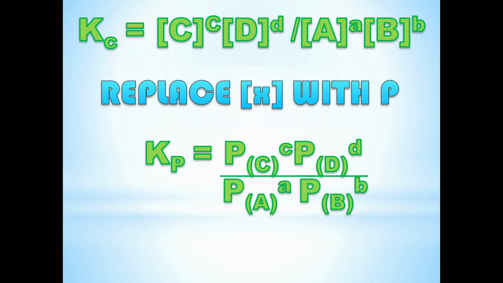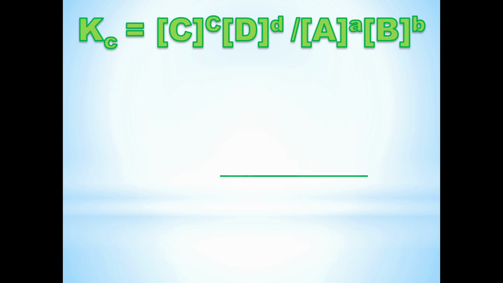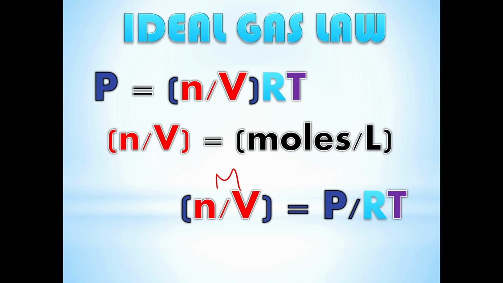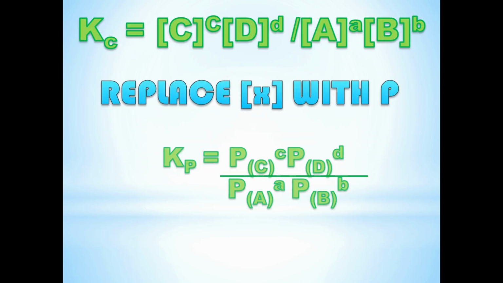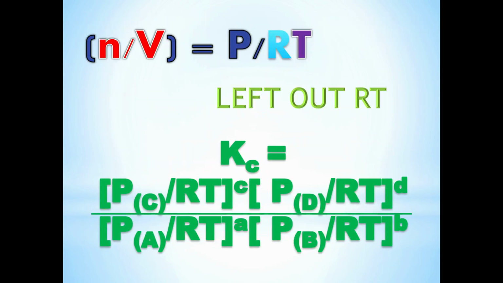My Kp would be the pressure of C times the pressure of D divided by the pressure of A times the pressure of B. But this just put pressures in. And molarity is actually pressure divided by RT. I left out the RT. So they're actually P over RT for every one of those. But I can pull the RTs out. I have 1 over RT to the C, 1 over RT to the D, divided by 1 over RT to the A, and 1 over RT to the B. So I'm just going to pull the RTs out.